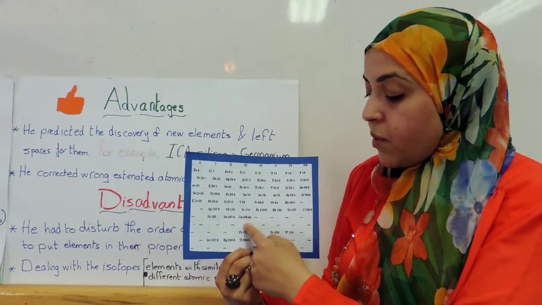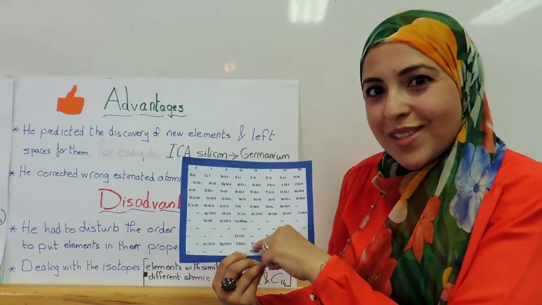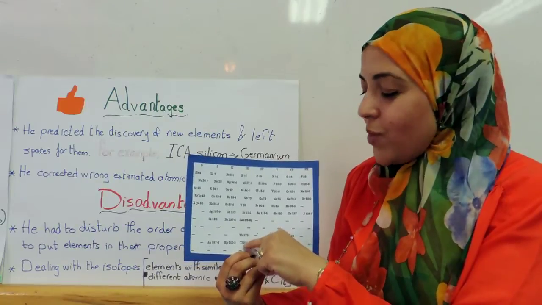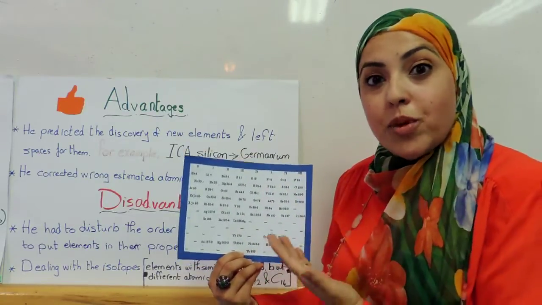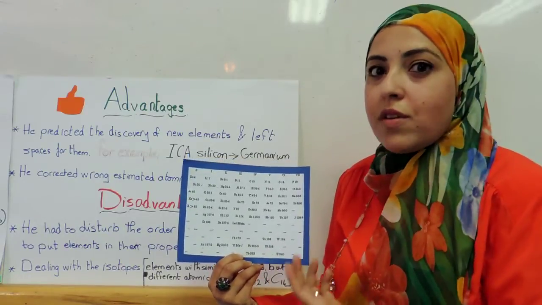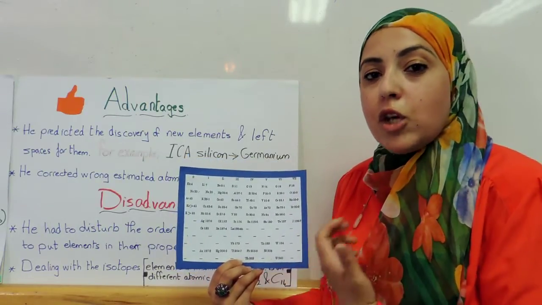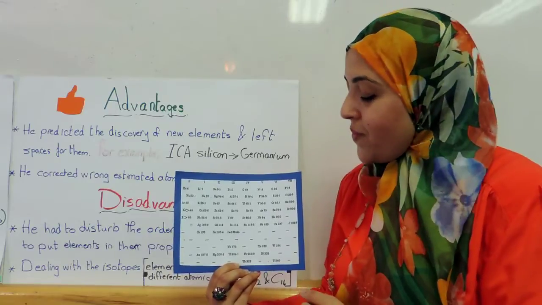For example, let us say this space, the element that will be discovered will be put here. It will have properties similar to the one above it and the one below it. Same for the atomic weight. It will be between the one above it and the one below it. And actually, his prediction was proven correct when we discovered gallium, which he called eka-silicon.